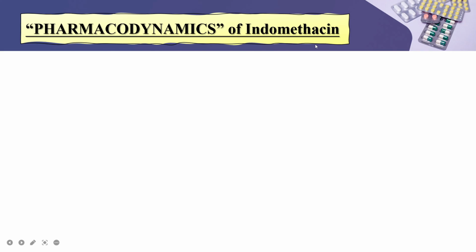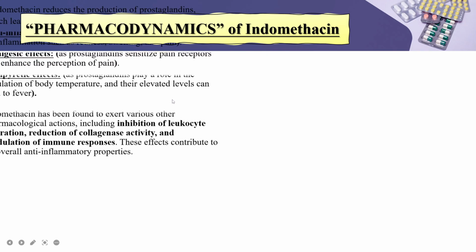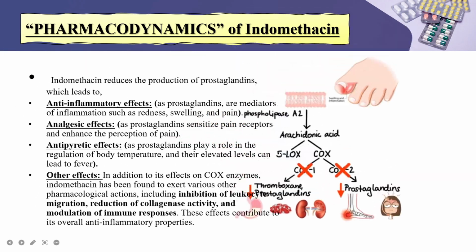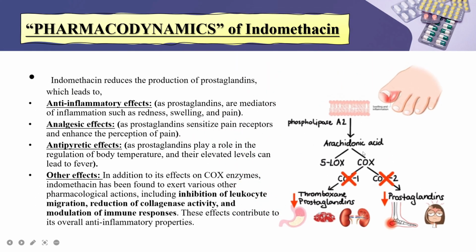Next comes the pharmacodynamics of indomethacin, which is basically what the drug does to the body. So as I've told you before, arachidonic acid gets converted by lipoxygenase and cyclooxygenase enzymes, and cyclooxygenase is basically divided into two categories, COX-1 and COX-2. Indomethacin is a non-selective COX inhibitor, which means that it inhibits both COX-1 and COX-2.